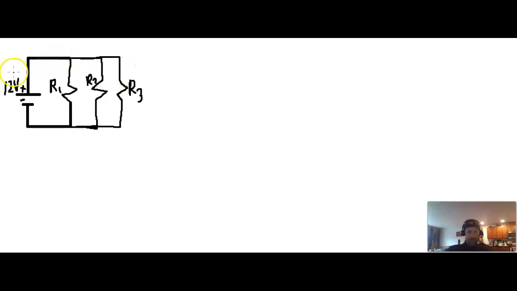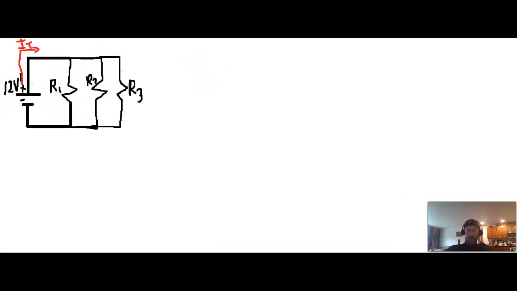So remember, in parallel circuits, your current is always flowing from the negative side of your battery terminal to the positive side. Let's change to red. So it's flowing this direction. Here comes my current. And this is going to be my I total, my IT, so that's my total current.